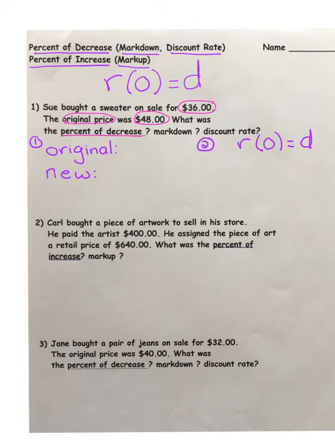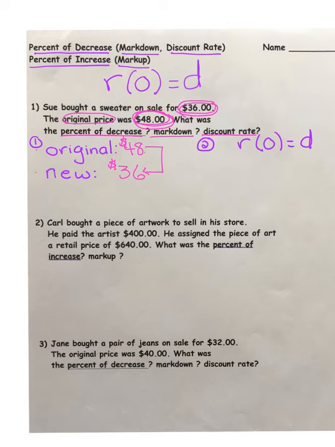But sometimes we refer to it as the markdown. What percent was the sweater marked down? Or what was the discount rate on the sweater? Well, let's start with our original price and our new price. If you think about it, $48 occurs first. Originally, the sweater was $48. Then the sale occurs. The sweater drops to $36. Let's find the difference in the price.